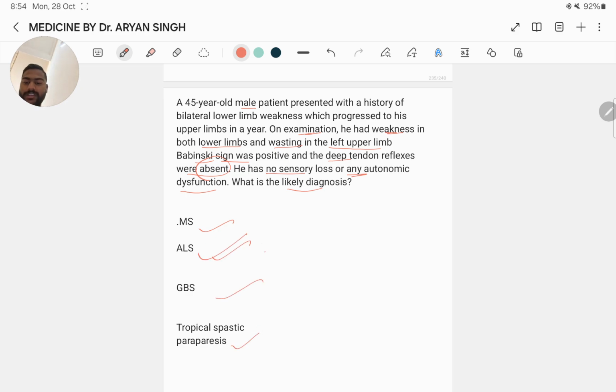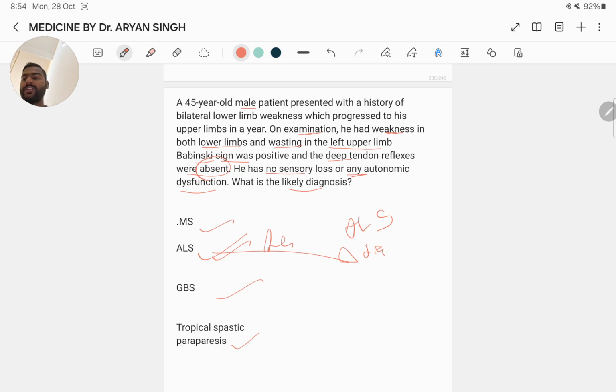Here the best answer is ALS, because the given clinical scenario of both upper motor neuron sign, Babinski sign, and lower motor neuron signs, absent deep tendon reflex and wasting, in the absence of sensory loss and autonomic dysfunction, points towards a diagnosis of amyotrophic lateral sclerosis, ALS.